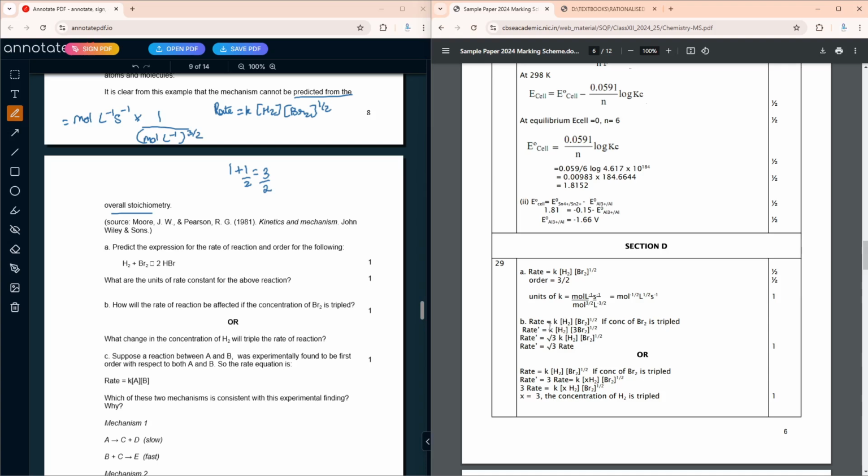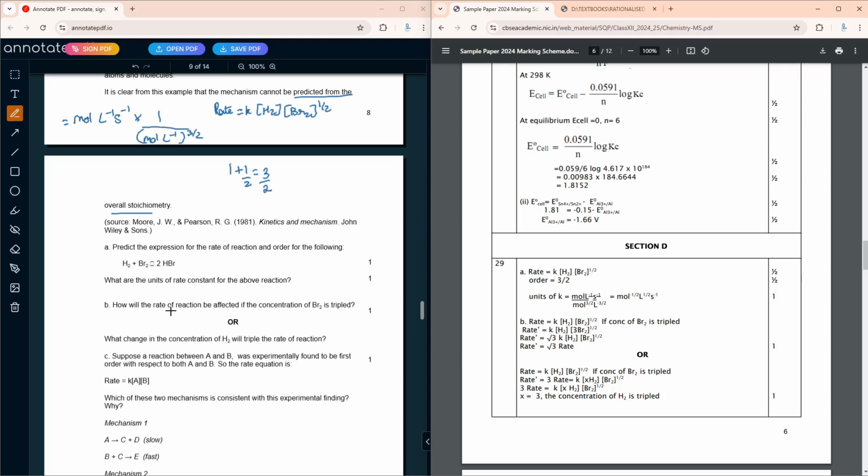So what they've done over here is basically rate dash is going to be 3 times the concentration of Br2. Now basically what we come to is rate dash is root over 3 times the rate, which basically means that the rate is going to be square root of 3 times the rate of the original reaction. So since the rate is proportional to the concentration of Br2, when the concentration of bromine is tripled, the rate is also going to go up.